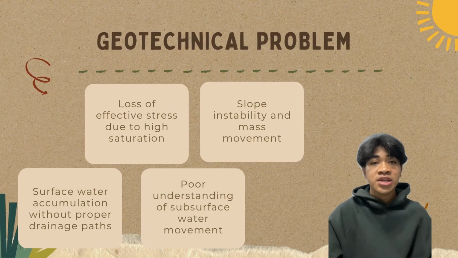First, loss of effective stress due to high saturation. When soil is saturated, water fills the spaces between particles, reducing the contact between them. This weakens the soil and makes it less able to support loads.